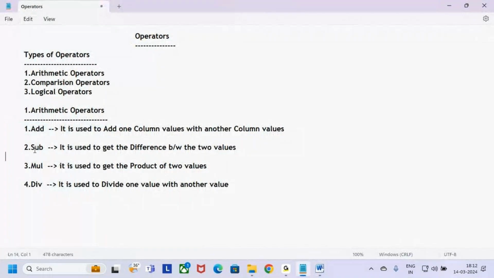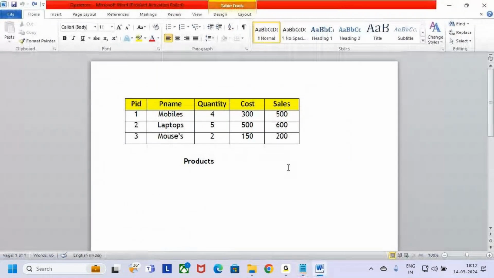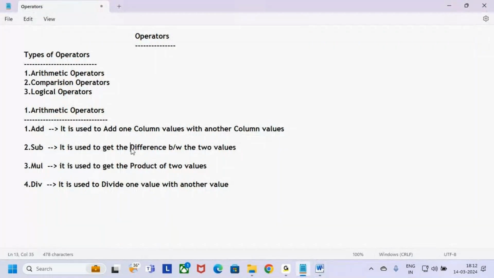And next one is the subtraction operator, guys. Now, when to use the subtraction operator? I said that it is used to get the difference between the two values. The subtraction operator is used to get the difference between the two values.